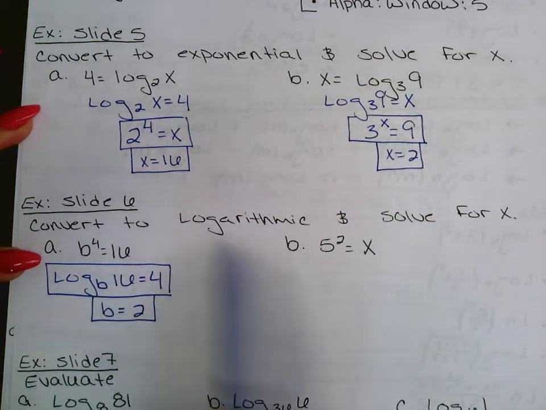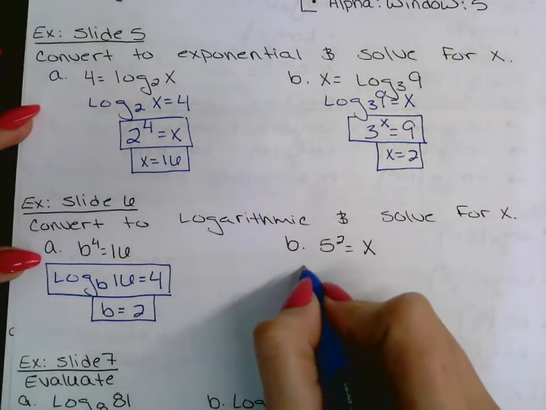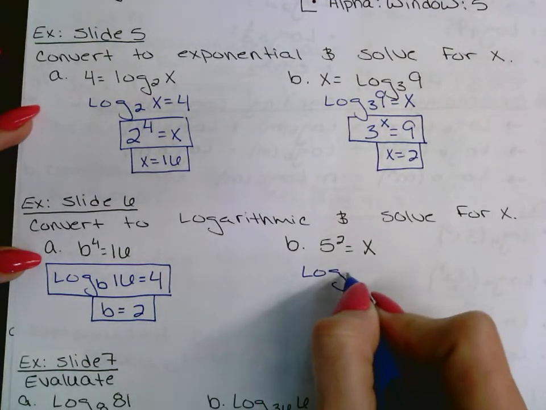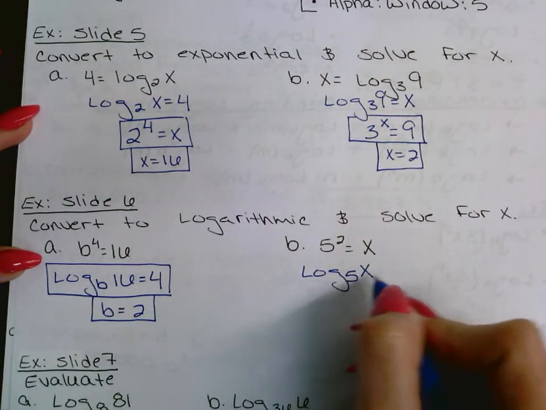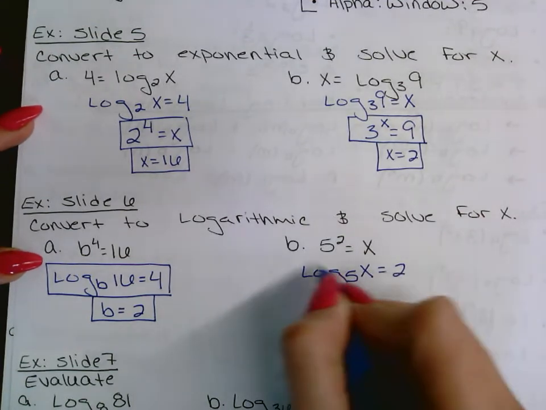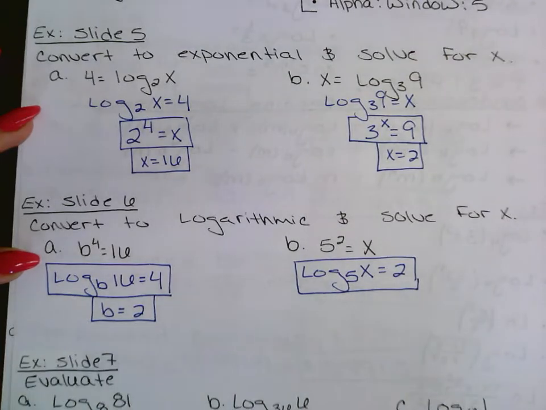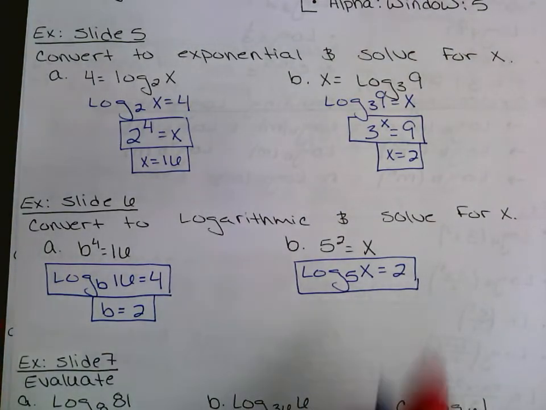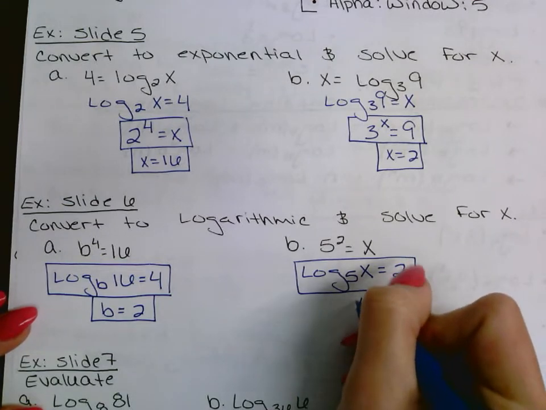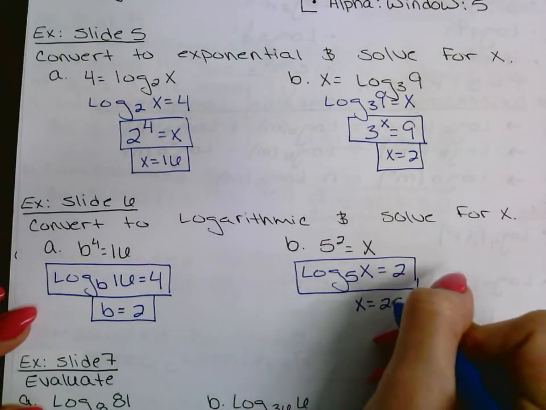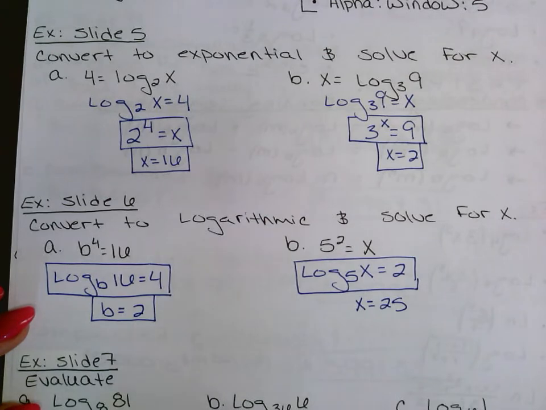And now B for converting to log. I'm going to write the word log, drop the base, and change the place of the x and the 2. How do you think it's easier to solve, an exponential or a log? Exponential. What is 5 squared? 25. Very good, guys.